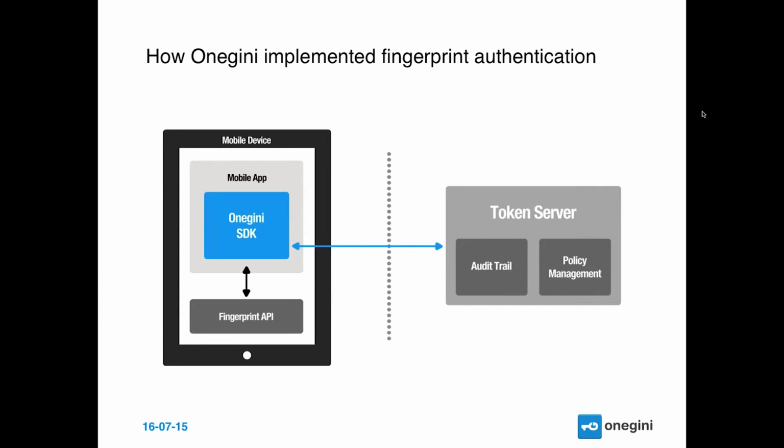So as Denis already explained, we need to keep an audit trail on the server side in order to see which users actually used the fingerprint and which users, for instance, used the PIN code. And also policy management is a very important part. I will dig a little bit deeper into this later, but basically you want the server to be in control. The server needs to control what the device can do, because we at Onegini always say that the mobile device is untrusted. You don't know what kind of device it is, you don't know what the user has done to this device, or you don't know what kind of malware is running on that device.